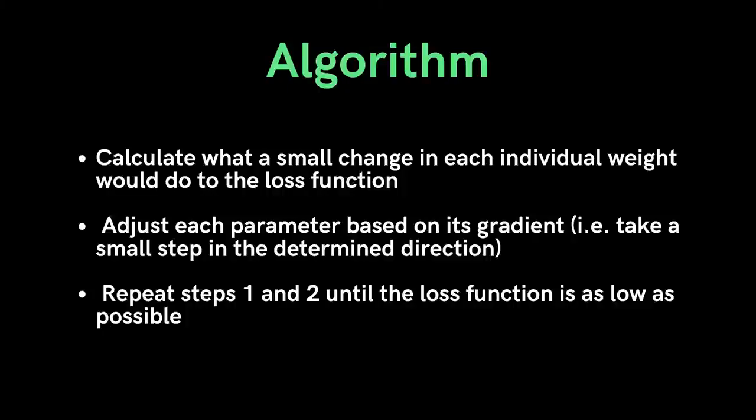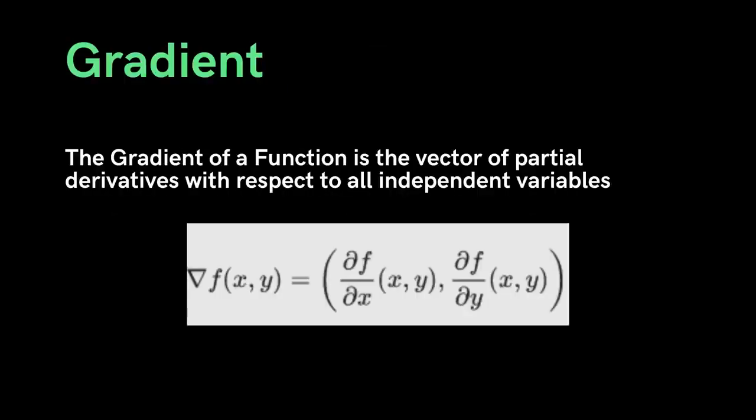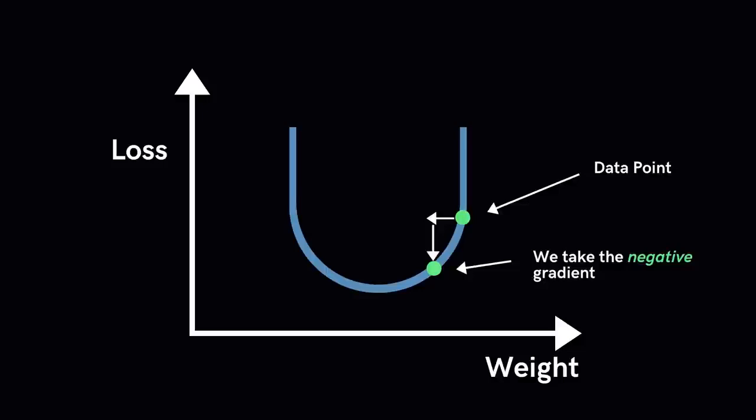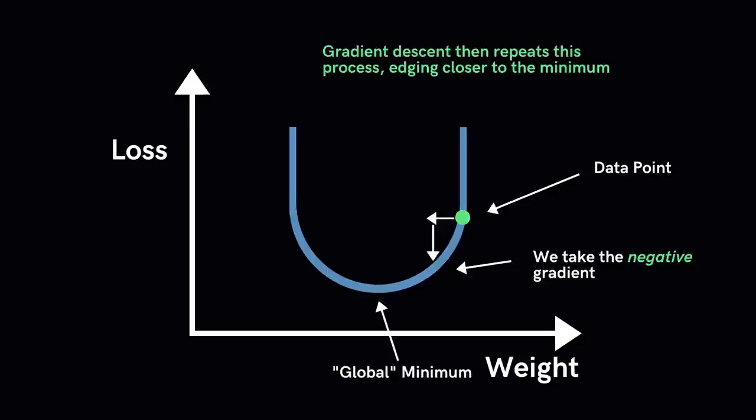I want to talk about this notion of a gradient. The gradient of a function is the vector of the partial derivatives with respect to all independent variables. The gradient always points in the direction of the steepest increase in the function. Suppose we have a graph like so, with loss on the y-axis and the value of the weight on the x-axis. We have a little data point here that corresponds to the randomly initialized weight. To minimize this loss, that is to get this data point to the minimum of the function, we need to take the negative gradient, since we want to find the steepest decrease in the function. This process happens iteratively till the loss is as minimized as possible. And that's gradient descent in a nutshell.